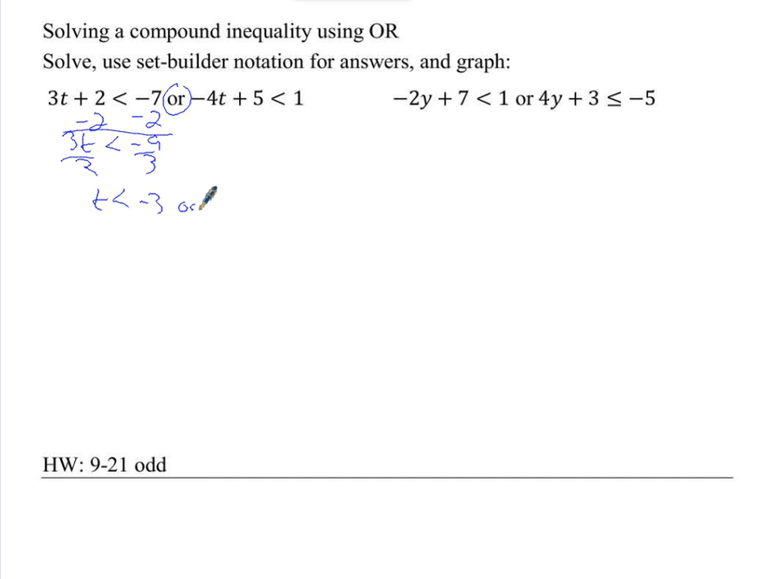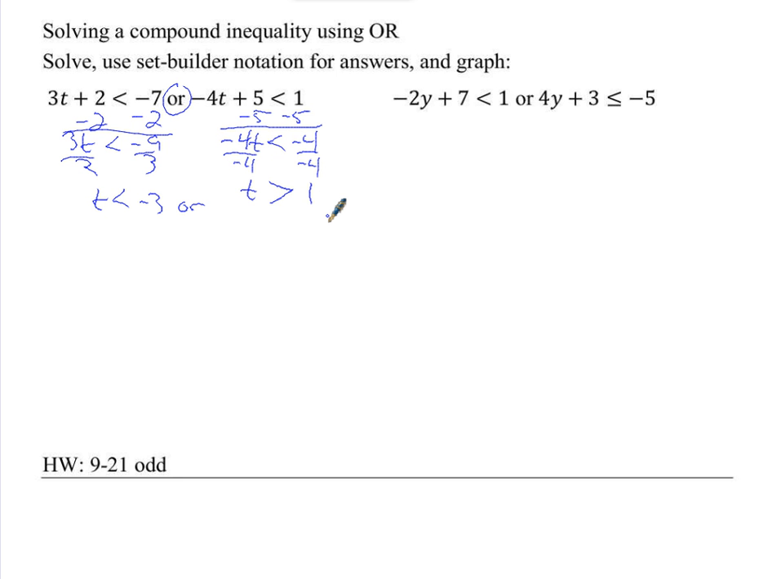The word or comes down. Subtract 5 from both sides. And we get negative 4t is less than negative 4. Divide both sides by negative 4. And we get t is what? Good. We divided by a negative, so we have to flip the inequality. t is greater than positive 1.